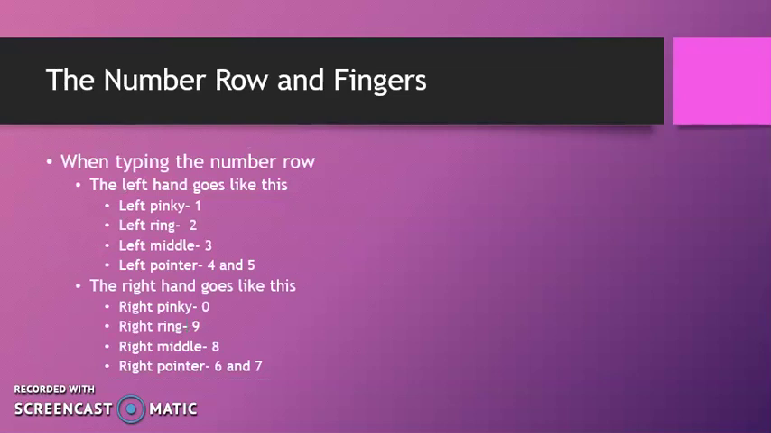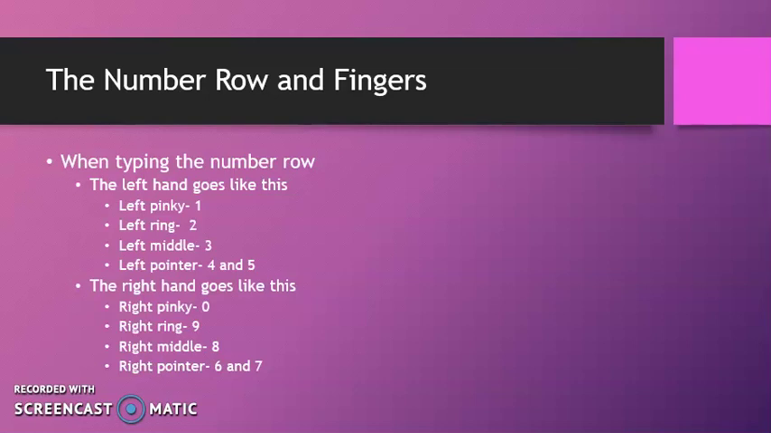So when you're typing the number row, your left hand and your right hand both start on home row as always, but when starting with your left hand, your left pinky will reach up from A to 1, your left ring finger will reach up from S to 2, your left middle finger will reach up from D to 3, and your left pointer finger, which has been known to do double for multiple letters, will reach up from F to reach 4 and 5, depending on what you need.